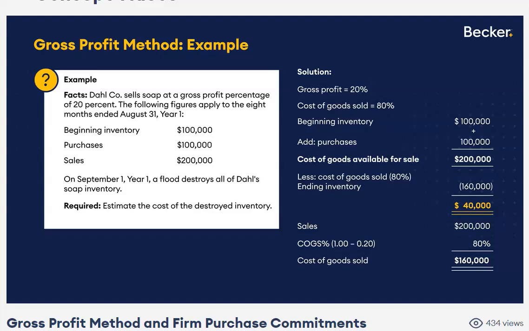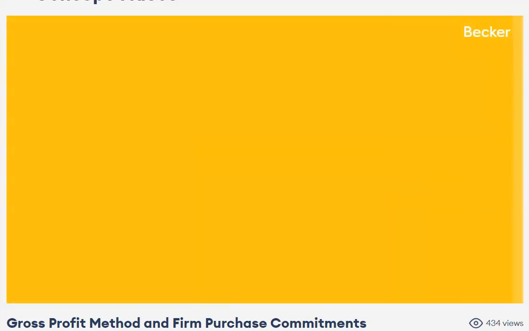We wouldn't need to do this for perpetual. You just need to do it when it's periodic and in your interim financial statements, okay? We want to back into cost of goods sold for our sales so then we can figure out what has to be in ending inventory. Now, in this example, we're just messing with you and said, hey, there was a flood and it destroyed all of your ending inventory. So then what would be the loss? What would the loss be for the destroyed inventory? $40,000. What would have been in ending inventory?